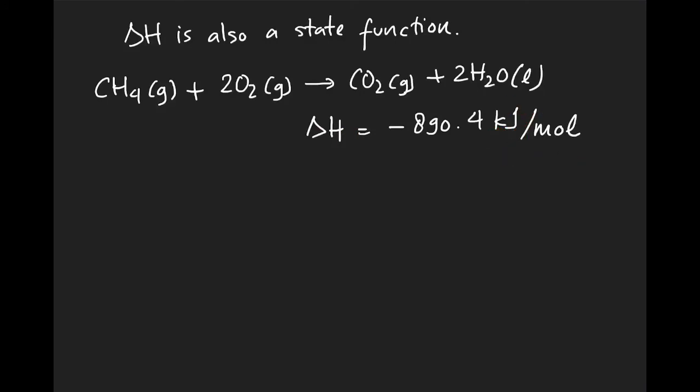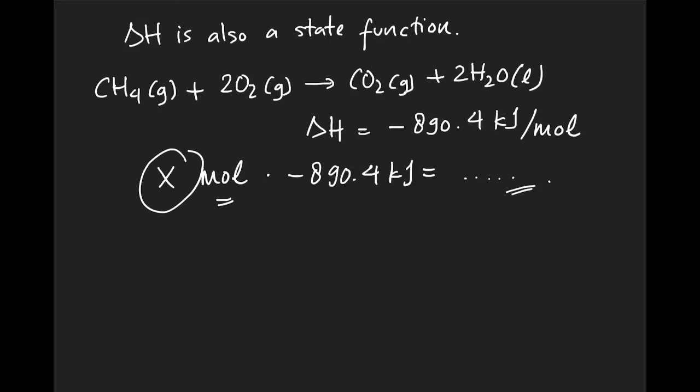For instance, in this combustion reaction of methane gas, using 2 molecules of oxygen and producing 1 molecule of carbon dioxide and 2 molecules of water, this is the amount of energy that is released upon combusting 1 mole of methane. Say if you have X moles of methane, then you can multiply this value by X to obtain the energy for this certain amount of methane.